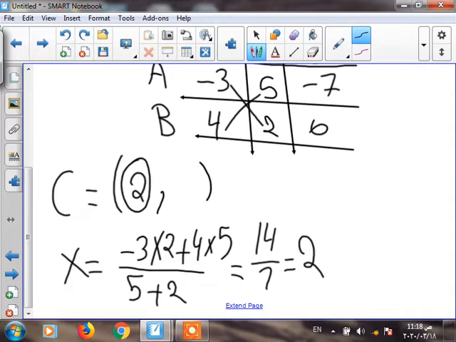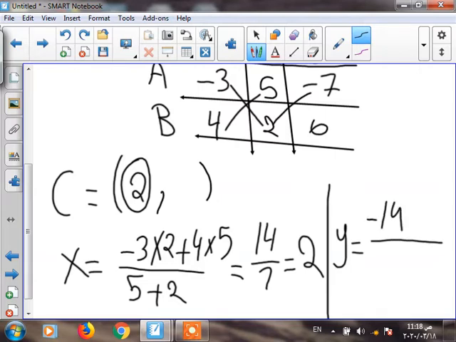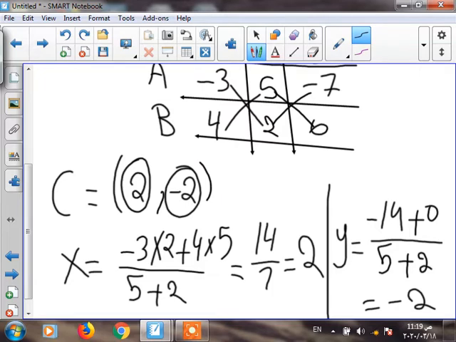Next, to find Y: -7 times 2 is -14, and 5 times 0 is 0. So it's -14 plus 0 over 5 plus 2, which is 7. So the result will be -2. So our point of division is (2, -2).